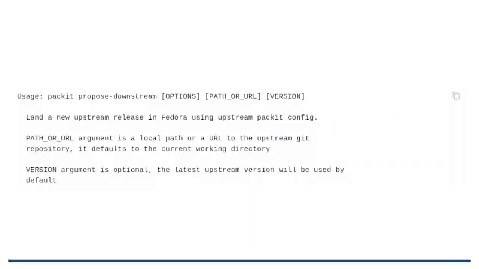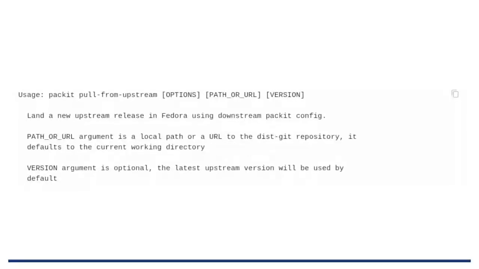But otherwise it will not upload correctly and skip this step. And then there are two command line commands: Packit propose downstream or Packit pull from upstream. They are doing mostly the same stuff, because the main difference between these two is how they are starting, if they are starting from upstream or downstream. So from the command line, most of the stuff is the same, and the results are definitely the same.